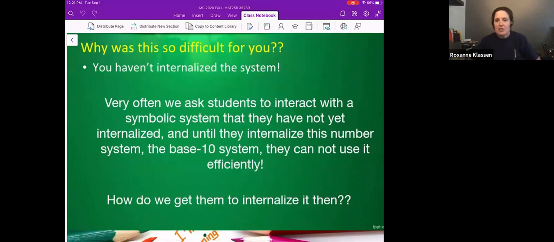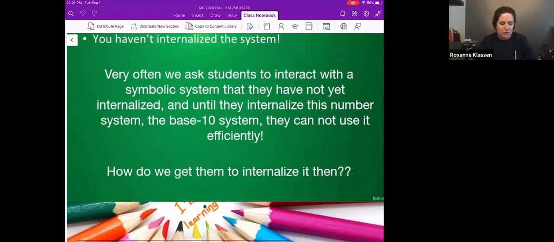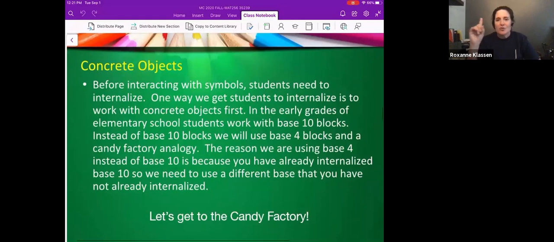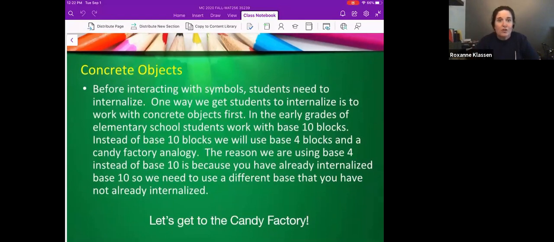So very often we ask students to interact with this symbolic system that they have not internalized, okay? And until they internalize it, they cannot use it efficiently. So how do we get them to internalize it? The easiest way is concrete objects. That's where we start really early. How many of you have seen blocks in the classroom, right? Little things like this, little manipulatives to use. Yeah. So in the early grades of elementary school, we use base 10 blocks a lot. Well, instead of base 10 blocks today, we're going to talk in base 4. And you could think of base 4 blocks, or you could draw them or write them down.